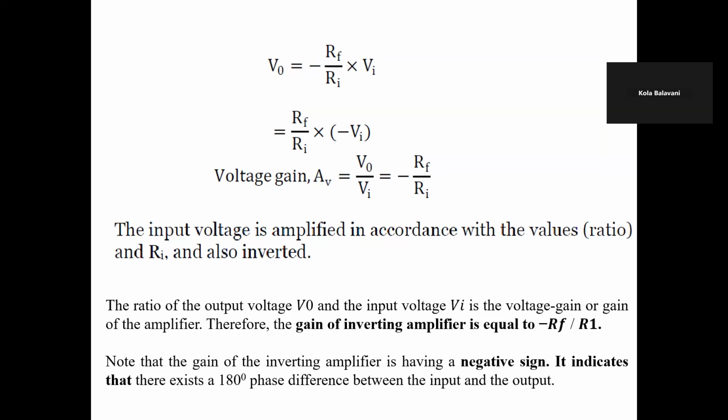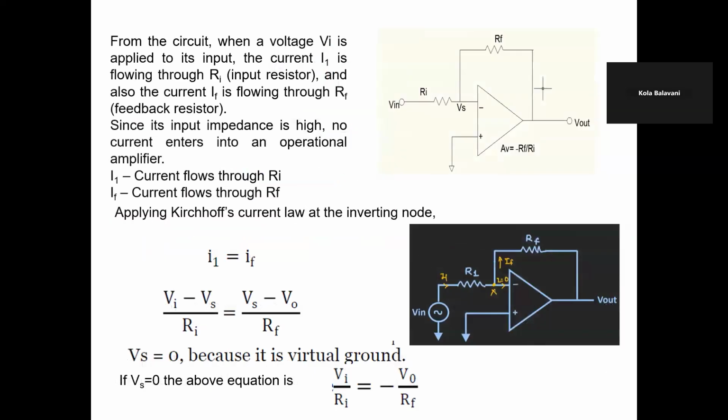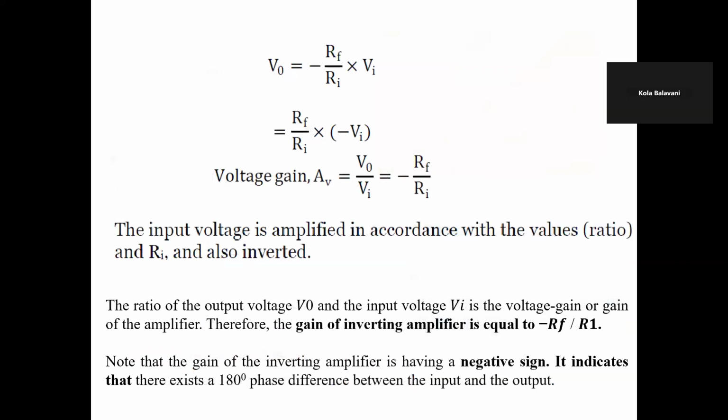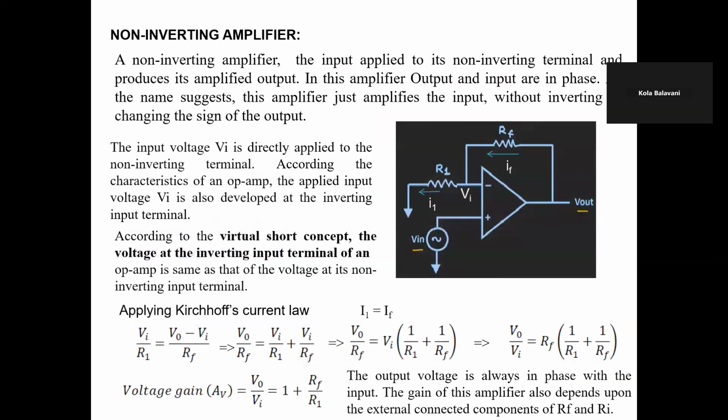This is about the inverting amplifier. Finally, we apply the input to the inverting terminal, apply KCL at that node, and by using the virtual earth concept we simplify the circuit and get the gain value of the inverting amplifier.